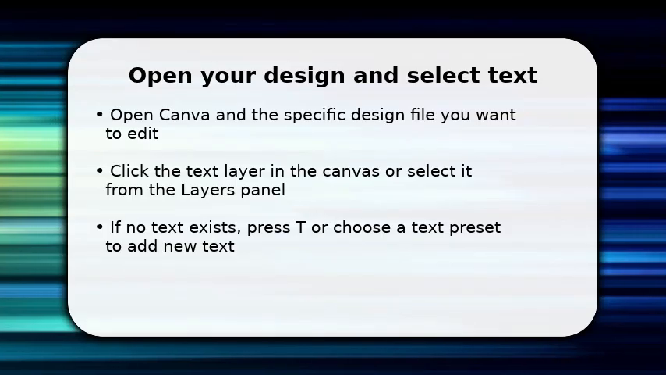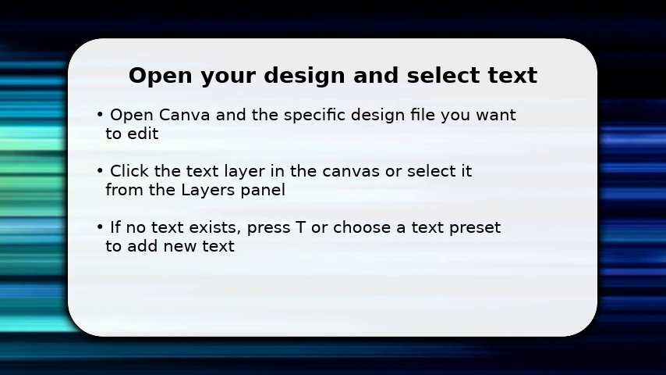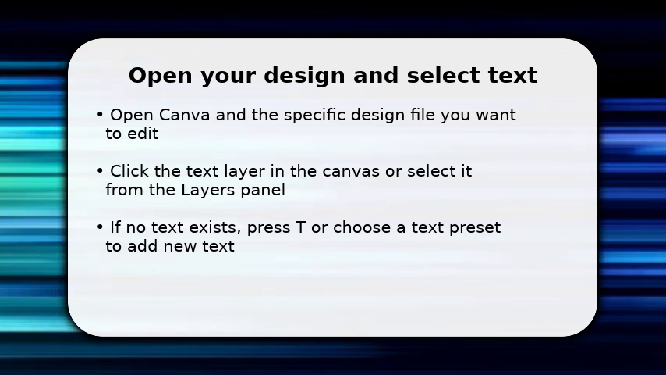You start by opening your Canva design and locating the text layer you'll change. Click the text on the canvas or pick it from layers. If nothing exists, press T to add a text box. Once selected, double-click to enter edit mode so you can replace content immediately.